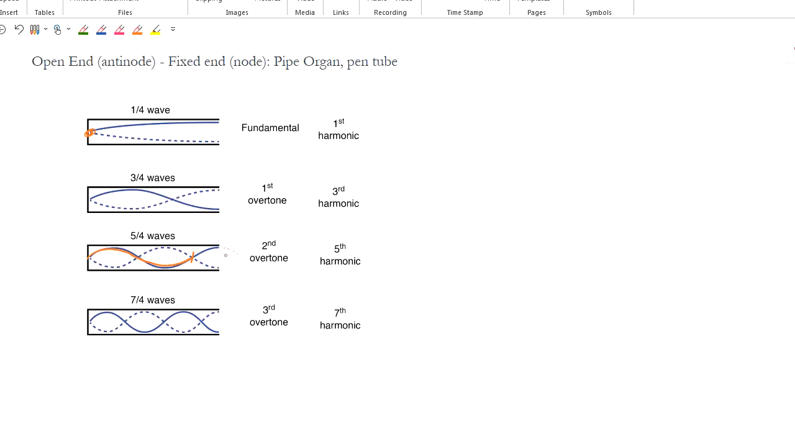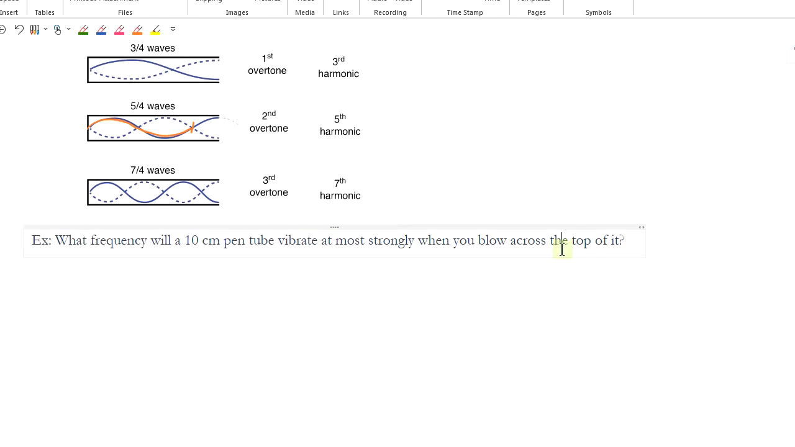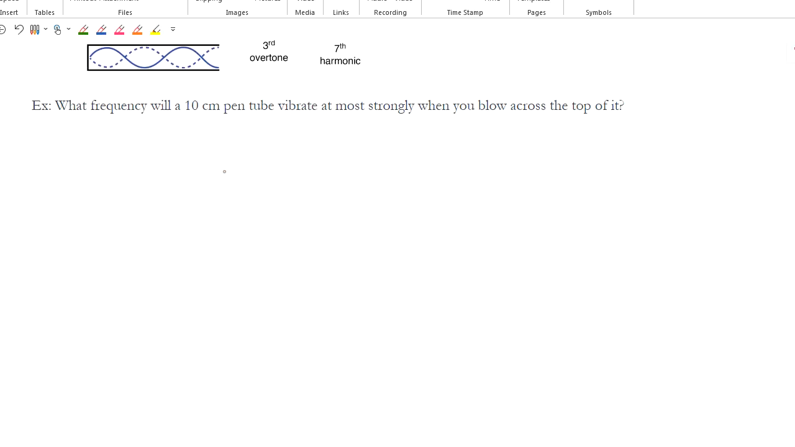So we did a question similar to this one, and let's just try it again. What frequency will a 10 centimeter pen tube vibrate at most strongly when you blow across the top of it? When it says most strongly, we're talking about the fundamental frequency there. So this is the 10 centimeter long pen tube vibrating at the fundamental frequency. It's holding a quarter wavelength.